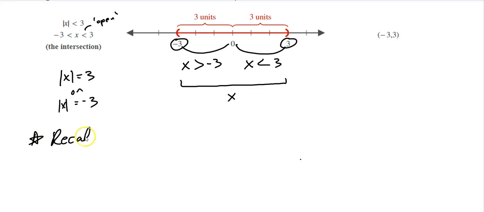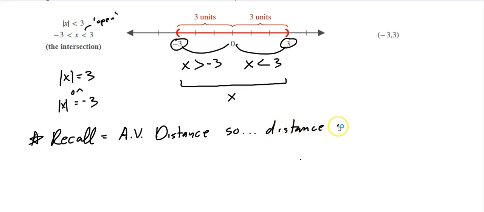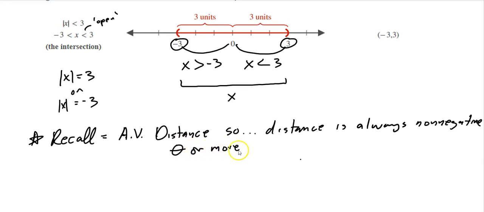And another little side note, I want you to recall, as we stated up above, absolute value is a distance. So distance is always non-negative. Okay, that's just a fancy math word that it has to be. It can be 0 or more. Okay, just a fancy math word.